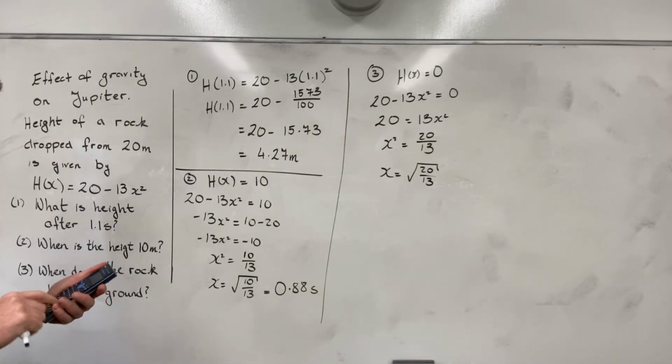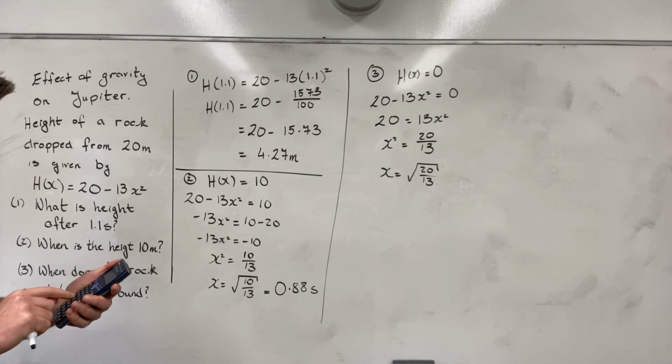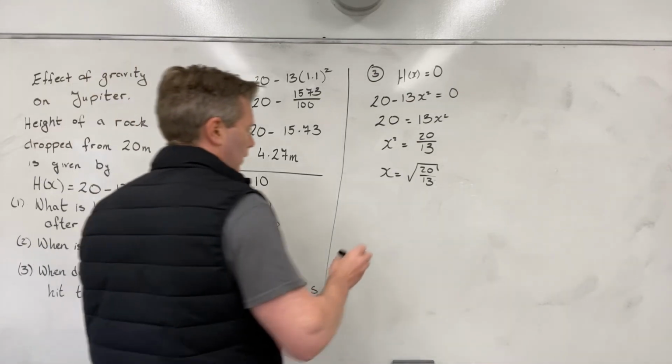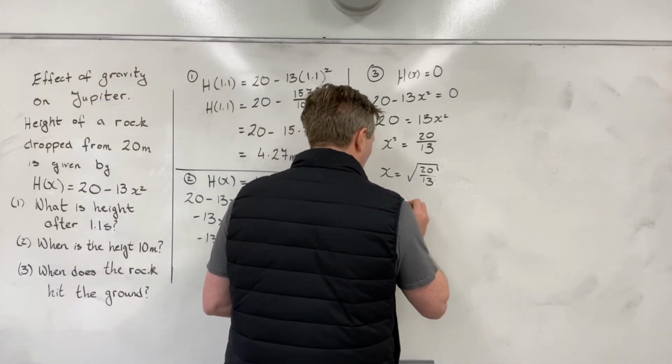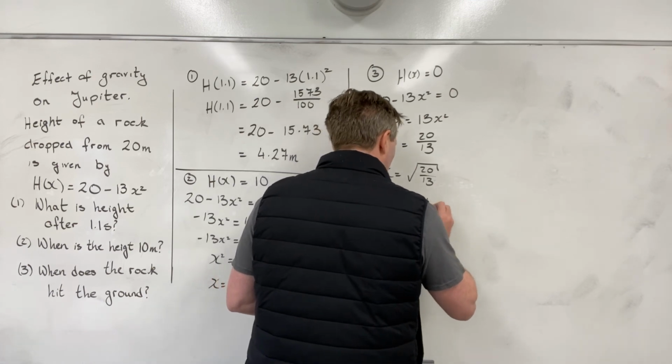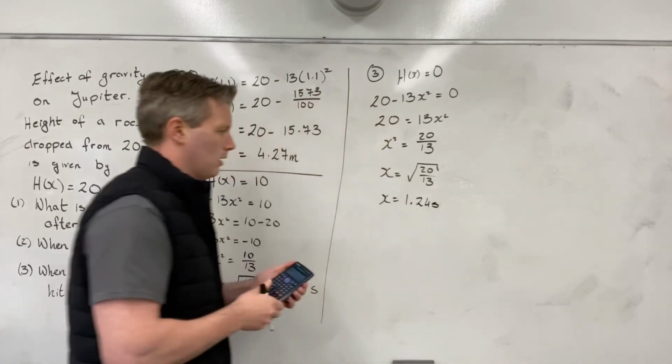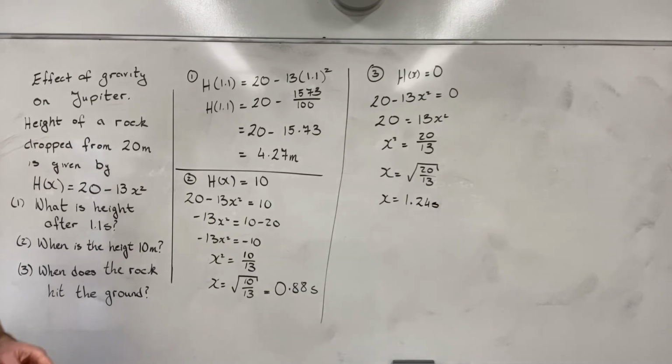I will take a positive value. It's 20 divided by 13. The square root of that answer gives me 1.24 seconds. And so that is the amount of time it takes for the rock to hit the ground on Jupiter.